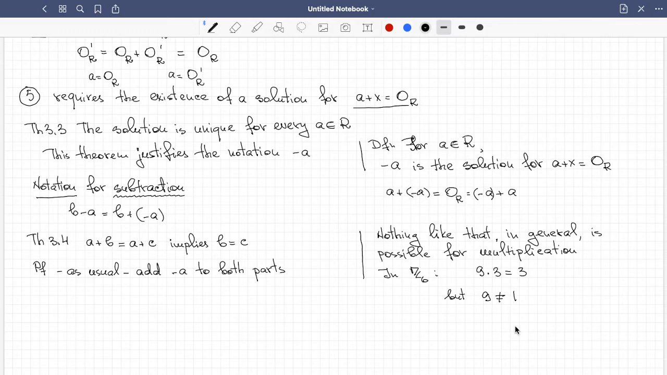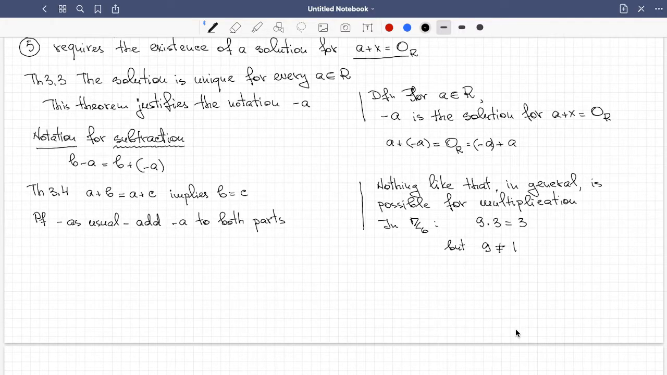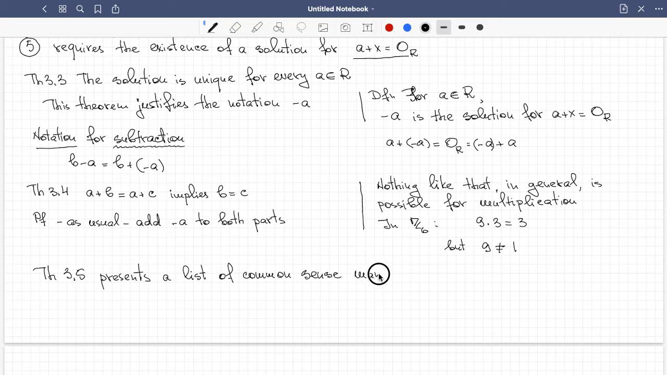Some other common sense manipulations are possible in rings, and theorem 3.5 presents a list of common sense manipulations available in the rings.